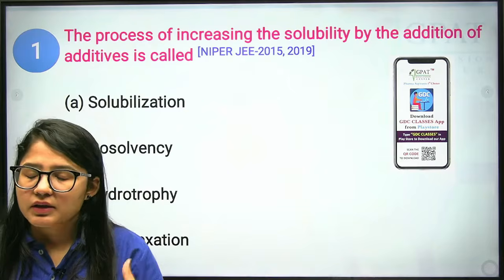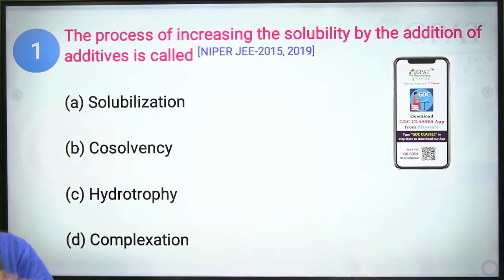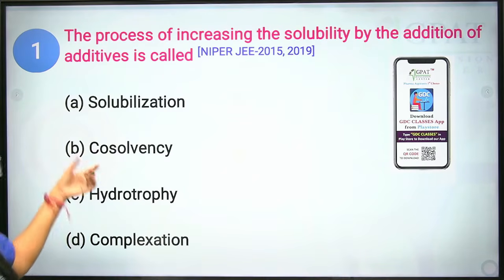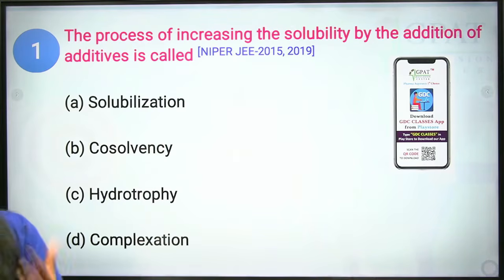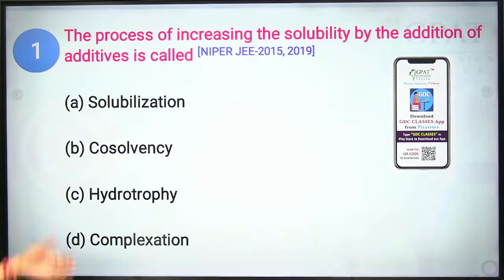Increasing solvency, or we can say solubility, by using a mixture of solvents is known as co-solvency. Co-solvents are used to increase the solubility. Mixing water plus alcohol to dissolve a drug is known as co-solvency.